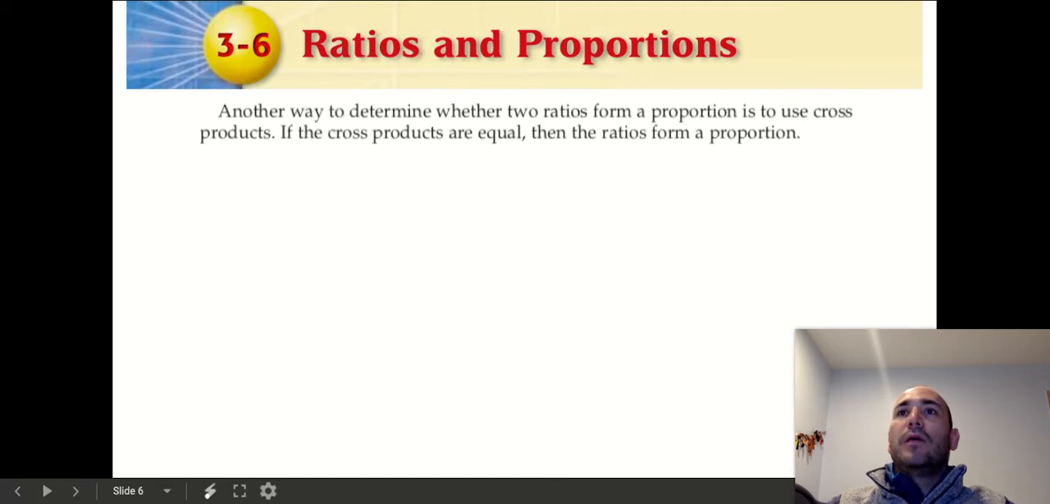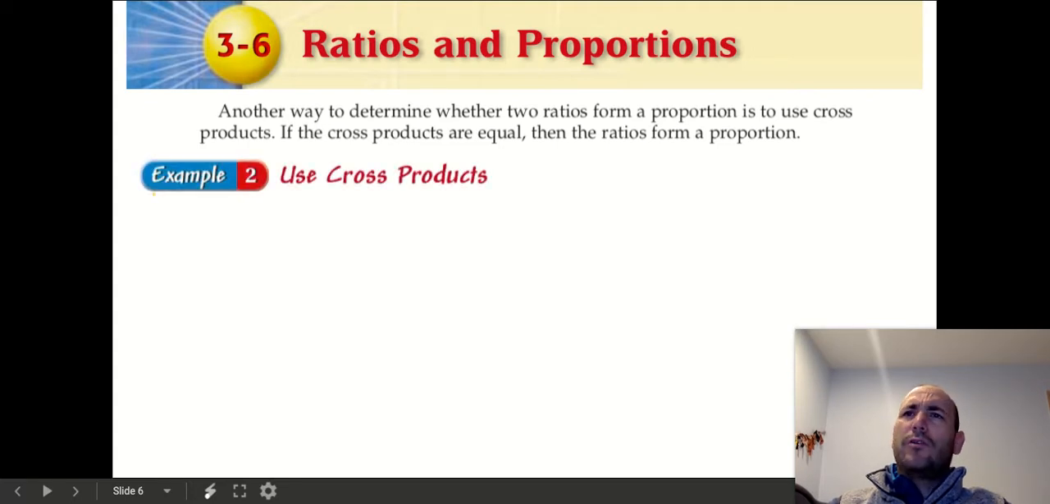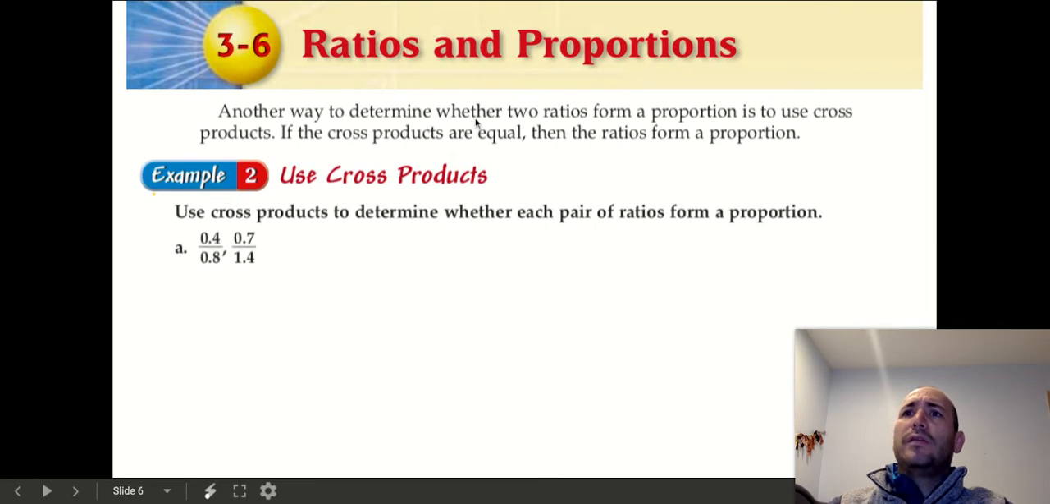All right. Another way to determine whether two ratios form a proportion is to use the cross product. If the cross products are equal, then the ratios form a proportion. So let's try the cross product. Here it says use the cross product to determine whether each pair of ratios form a proportion. Here's a ratio, 0.4 over 0.8, and then another ratio, 0.7 over 1.4. So how do you do the cross product? Some of you may have referred to this as cross multiplying. That's what a cross product is.